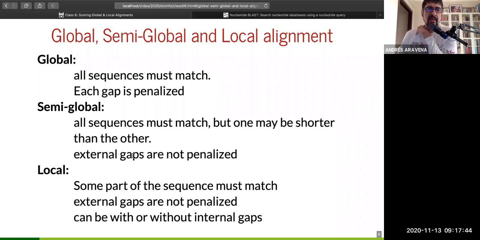In the semi-global, external gaps are not penalized, and in local, that Atakan described, some part of the sequence must match some part of the other. You are not looking for matching everywhere. You are looking to match something. External gaps are also free, and there are two kinds of local alignment, with or without internal gaps. Initially, people did it without internal gaps, and it's the one that I'm going to explain today.